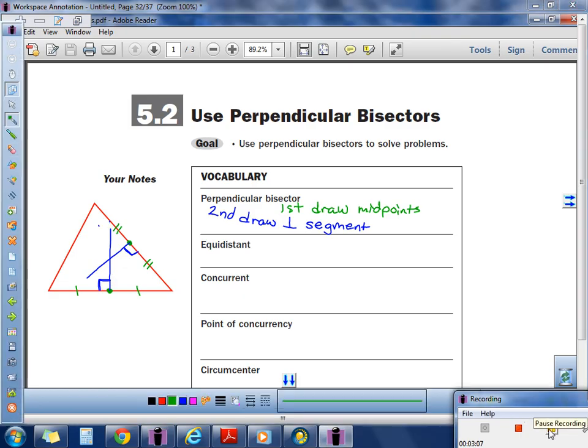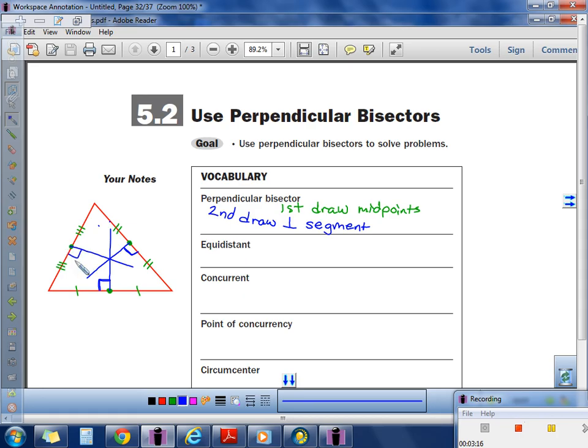Now I'm going to repeat this process for the third side. I go to this third side. What's my first step? Midpoint. Draw my congruent tick marks. Then my segment coming off of that side. Now, obviously mine is not perfect because this is not a perfect right angle.